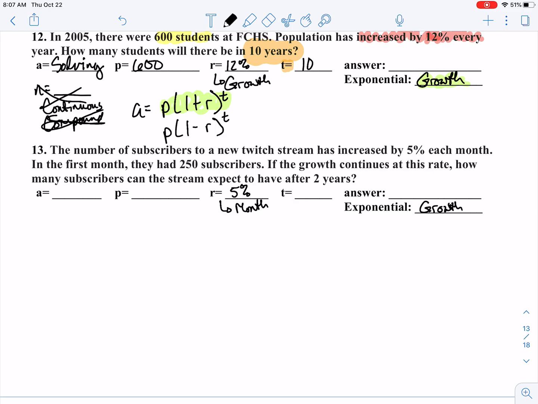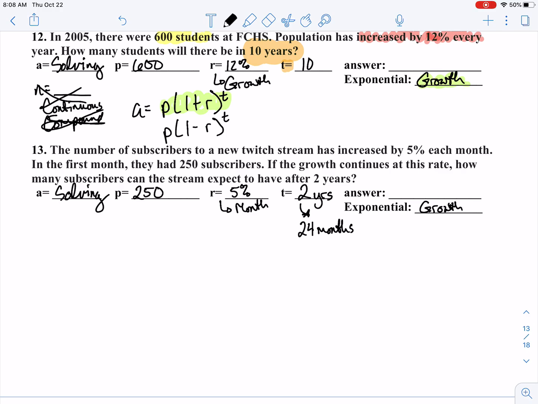In the first month, they had 250 subscribers. So 250 the very first month. If the growth continues at this rate, how many subscribers after 2 years? Now, if your growth rate and time are in different units, you need to convert them. I'm just going to go years to months because I don't have to divide. So 2 years is really 24 months. And again, we're solving for A again.